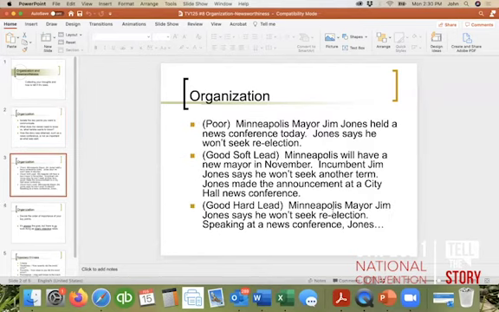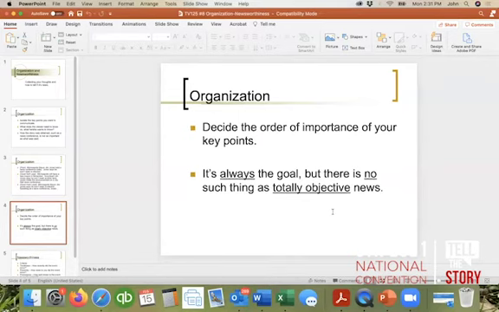Poor, for example: Minneapolis Mayor Jim Jones held a news conference today. Jones says he won't seek re-election. A good soft lead is: Minneapolis will have a new mayor in November. People go, ooh, what's going on? You hooked me. Then you go in: incumbent Jim Jones says he won't seek another term. Then Jones made the announcement at a City Hall news conference. So you buried the City Hall news conference later because you don't need it up front. A good hard lead is right to the point: Minneapolis Mayor Jim Jones says he won't seek re-election. Speaking at a news conference, Jones said, and then you move on. So there are 2 different styles to write the same story.